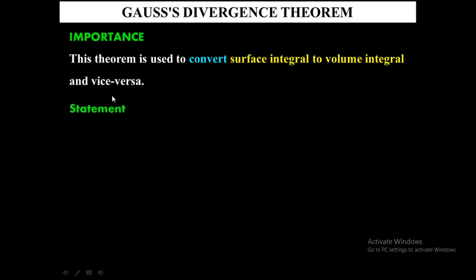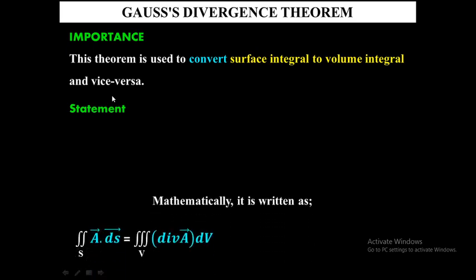Before going through the statement, first we will see the mathematical expression. Mathematically, Gauss Divergence Theorem can be expressed as this mathematical formula. This divergence of A can be written as del dot A vector. The Gauss divergence theorem says that the surface integral of vector field A taken over a closed surface is equal to the volume integral of divergence of vector field A taken over a volume V enclosed by the surface S. So this is the mathematical expression of Gauss divergence theorem.